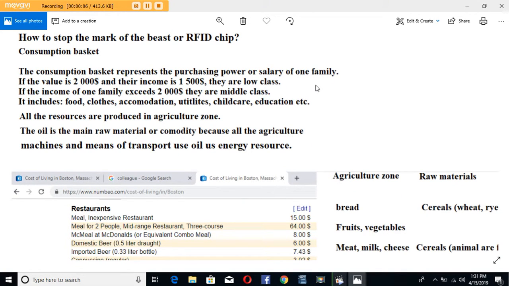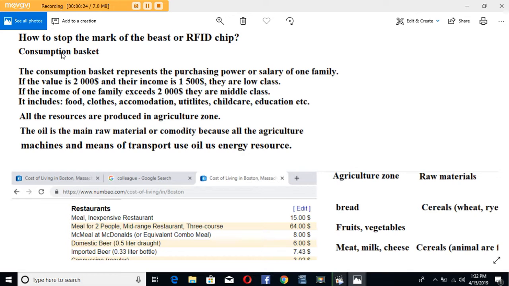How to stop the mark of the beast system, RFID chip. People need food, clothes, accommodation, electricity and transport resources. All the resources are found in agriculture zone. These products comprise the consumption basket.